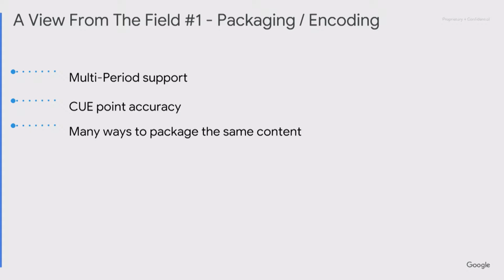So a lot of the work that we did after that was to work with packagers and publishers to figure out what the use cases were for ad insertion and to see if we could get actual multi-period support working. Q point accuracy was also a big pain point at the time.